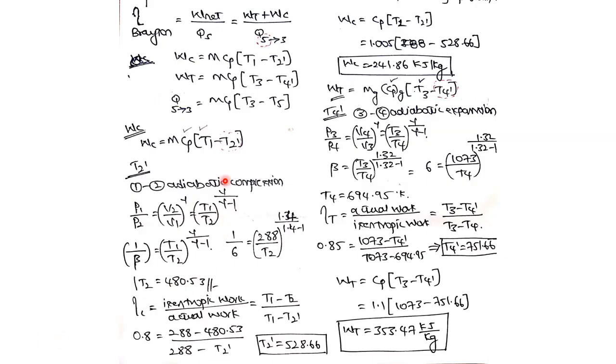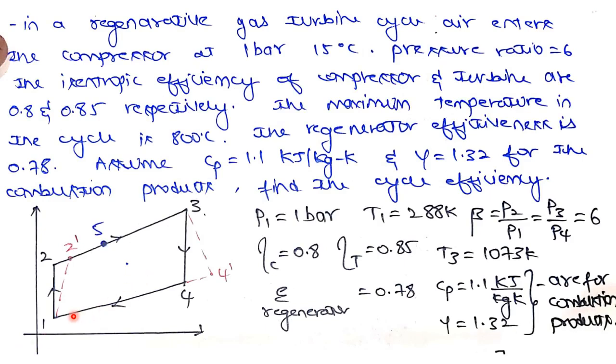So efficiency we need to find in this particular problem, which is given by W net divided by QS. So W net is the work done by the turbine as well as the work done by the compressor. The summation of these two will give you the W net. But what is QS? It is the amount of heat supplied. In the normal Brayton cycle, what happens? The heat gets supplied from 2 dash to 3, correct? Heat gets supplied from 2 dash to 3 in the combustion chamber.